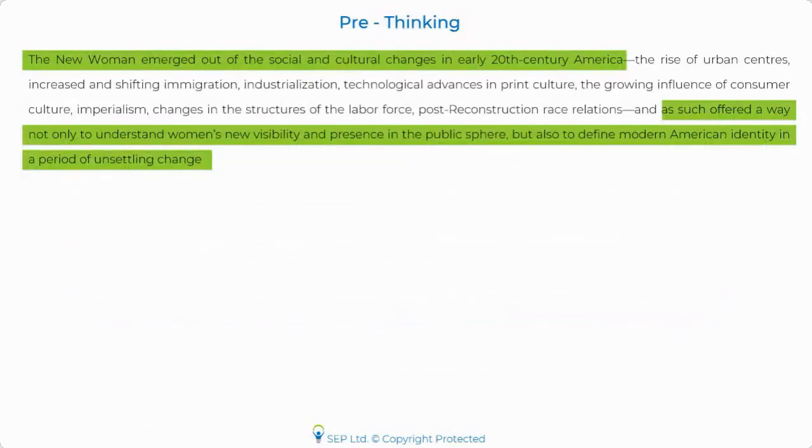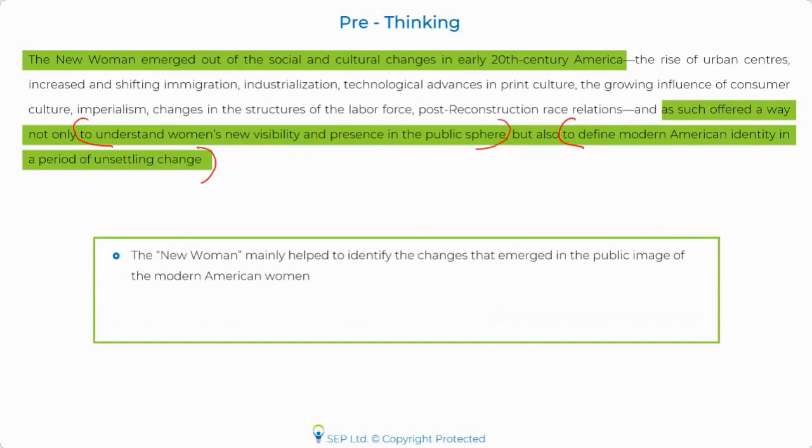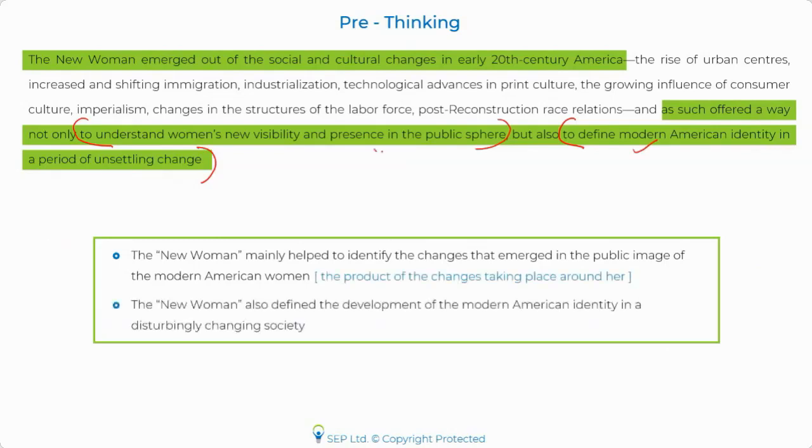Okay, and I understand two things. The new woman offered a way not only to understand women's new visibility and presence, but also to define modern American identity. Correct? All right. So I tell myself that the primary function of the term new woman was to identify the changes that emerged in the public image of the modern woman. This I'm inferring from this portion. And I'm also relating to the public image. And the new woman also defined the development of the modern American identity in a disturbingly changing society. This I tell myself and I move forward.